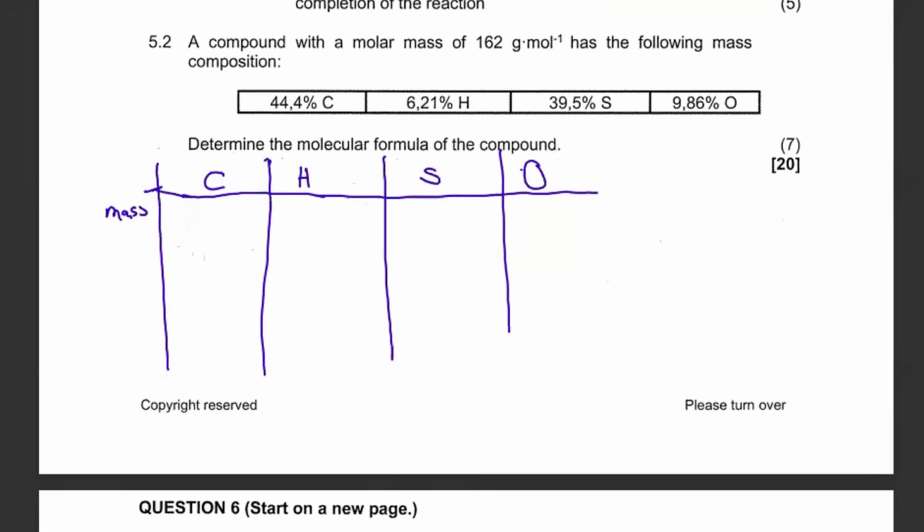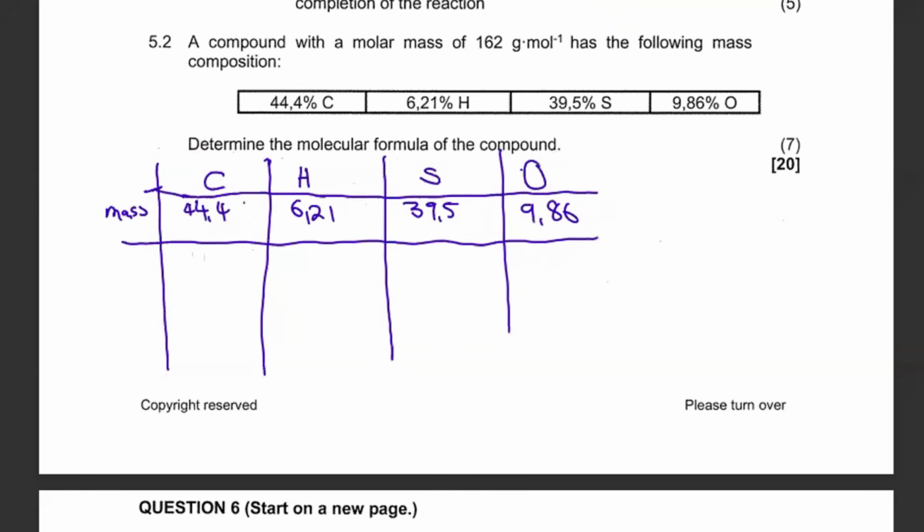Yes, like that. Okay. So now what we have here is 44.4. Then this other one, we're told, is 6.21. Then for sulfur it is 39.5, and for oxygen it is 9.86. These are the masses that we actually have.